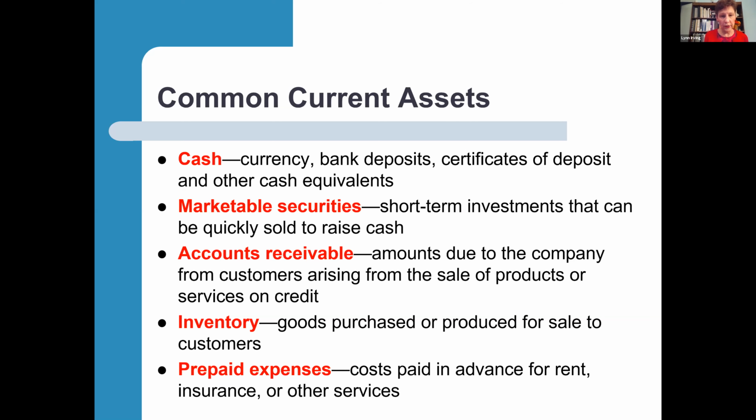So on January 1st, if I were to do a balance sheet on January 1st, after I paid for that insurance, I would have $1,200 as a current asset in the category called prepaid expenses or prepaid insurance expense.